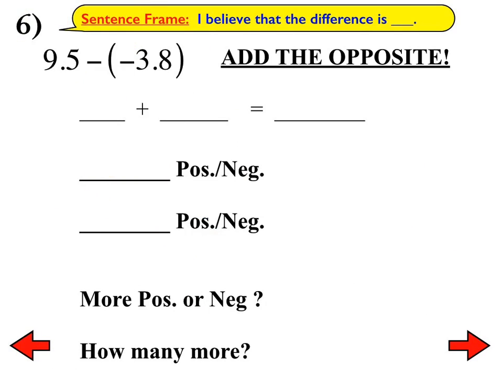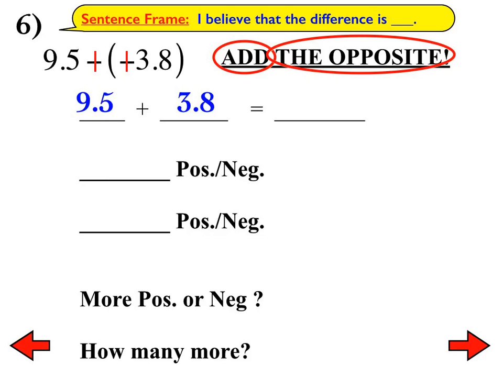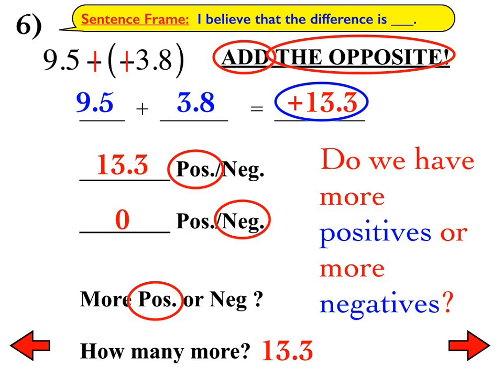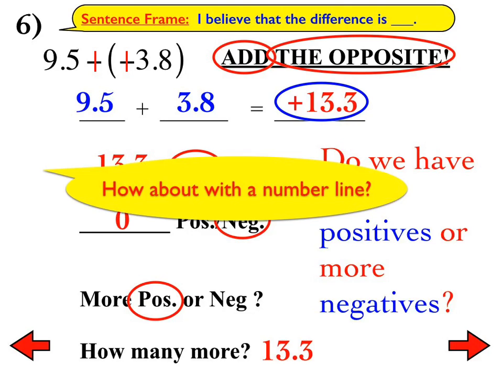In number 6, add the opposite. In other words, turn it into an addition problem. It would look like this. 9.5 plus 3.8. We have more positives than we do negatives. In fact, we have 13.3 positives and 0 negatives. That makes a difference of 13.3.